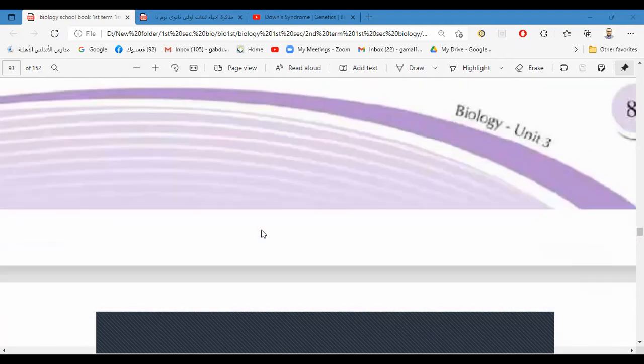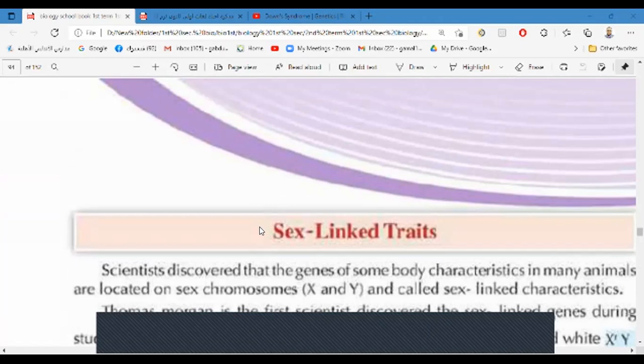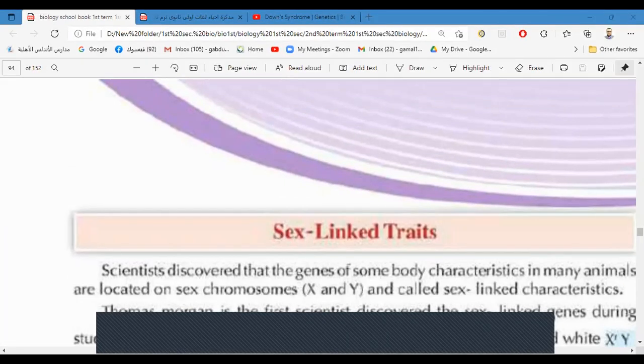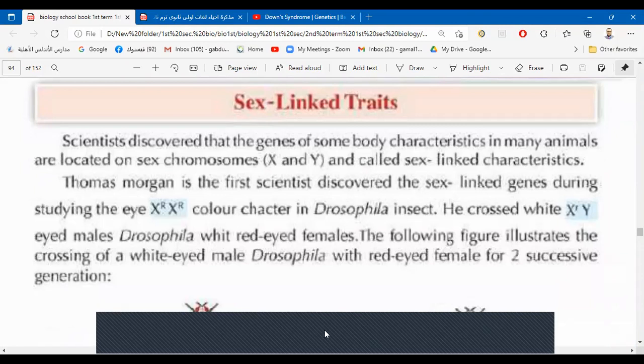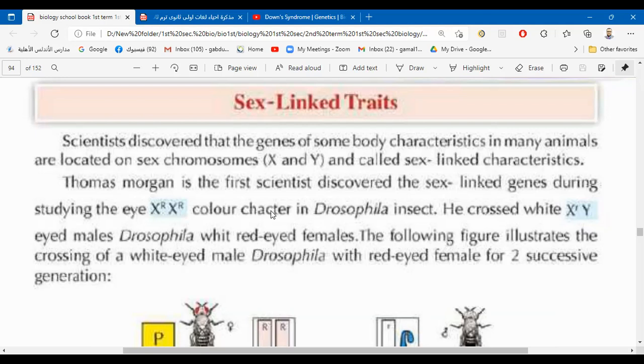So this is all about Down syndrome. And we have another part of our lesson: we have to study sex linked traits. If we want to talk about sex linked traits, we have to know that hereditary traits are controlled by genes. If you remember, genes are part of DNA and they are carried on the chromosomes. Every chromosome carries hundreds of genes, maybe thousands of genes.